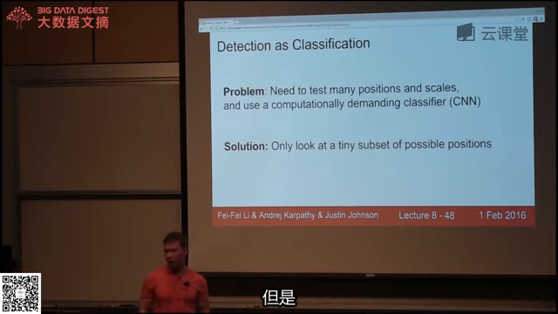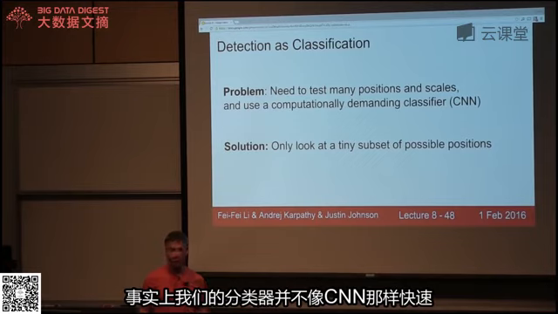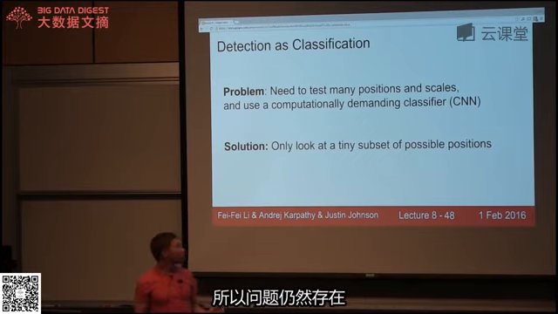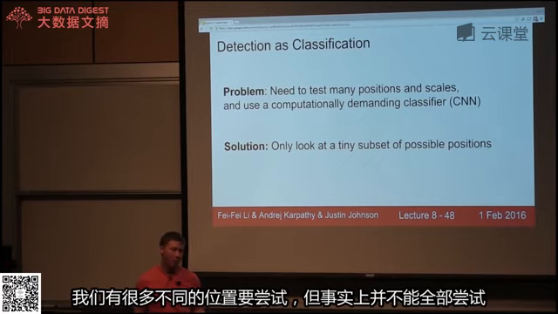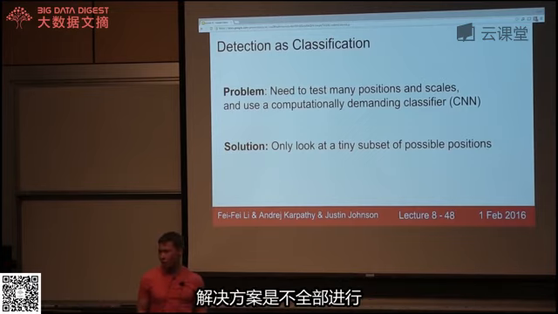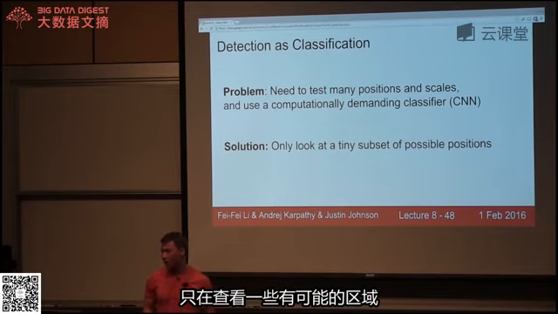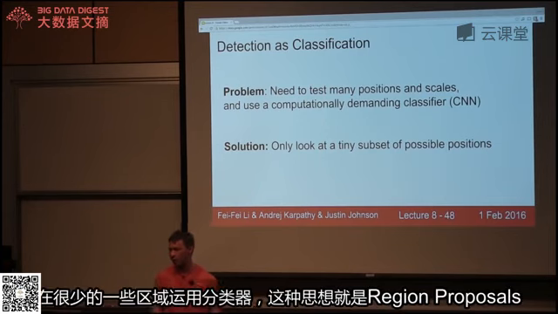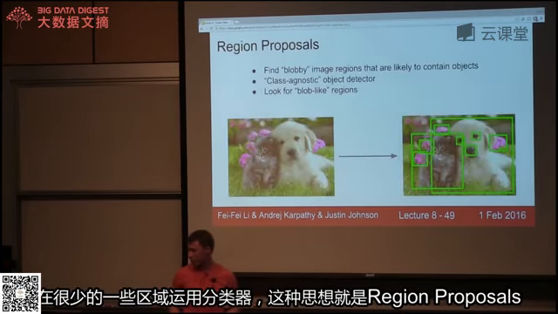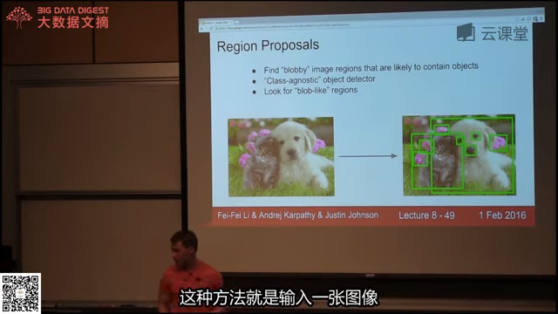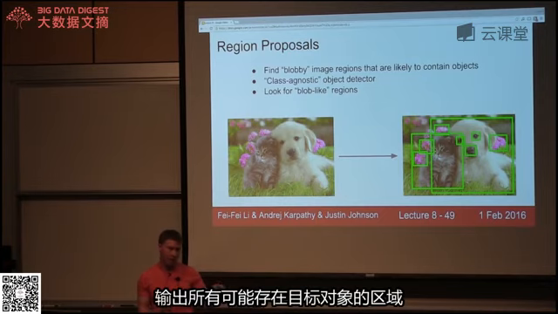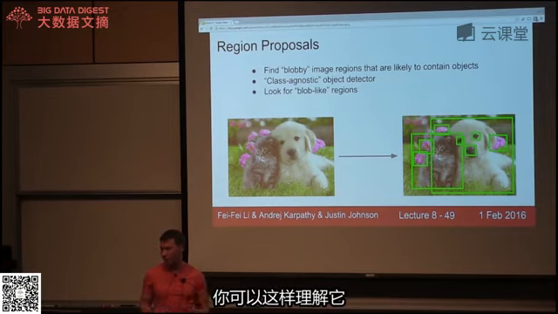But we really want to make this work on classifiers that are not fast to evaluate, like maybe a CNN. So this problem is still hard. We have many different positions we want to try, when we probably can't afford to try them all. So the solution is that we don't try them all. We have some other thing that guesses where we want to look, and then we only apply our expensive classifier at that smaller number of locations. That idea is called region proposals. A region proposal method takes in an image and outputs a whole bunch of regions where maybe, possibly, an object might be located.